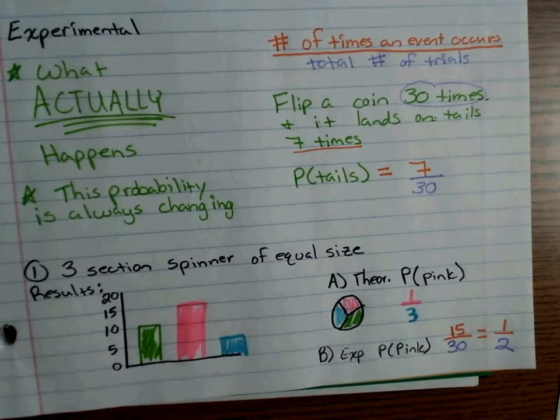Which one is greater? 1/2. Okay, sometimes they're going to be asking you to make a comparison. So you might indicate, oh, my experimental probability is greater than my theoretical probability. Okay?